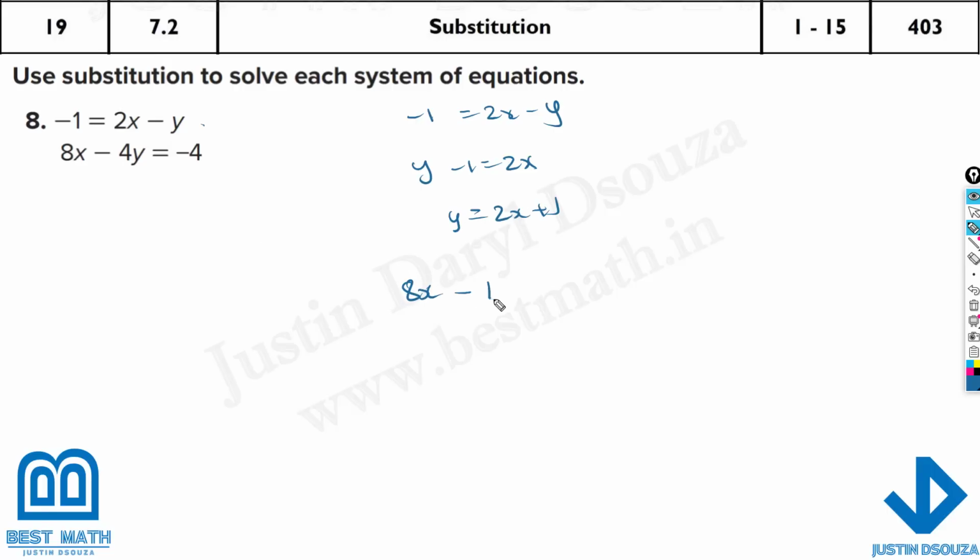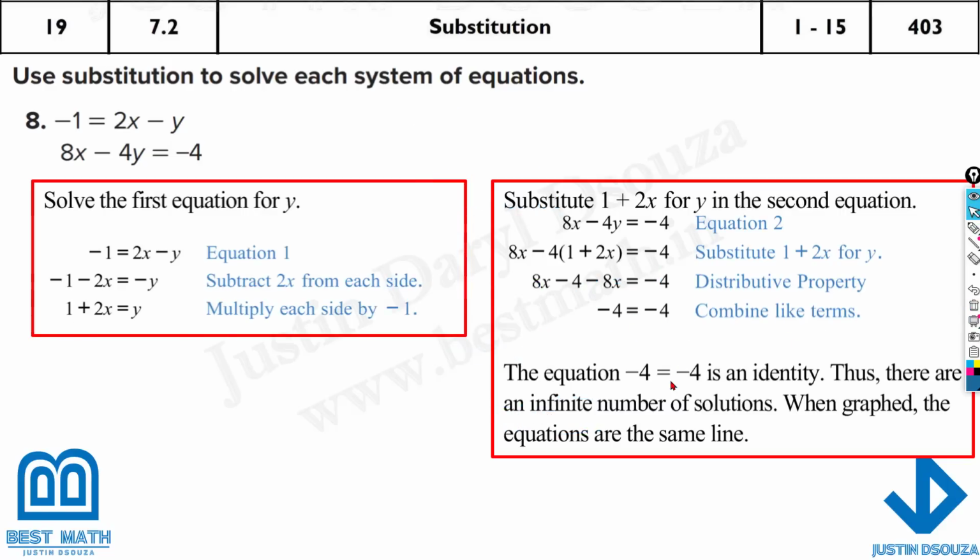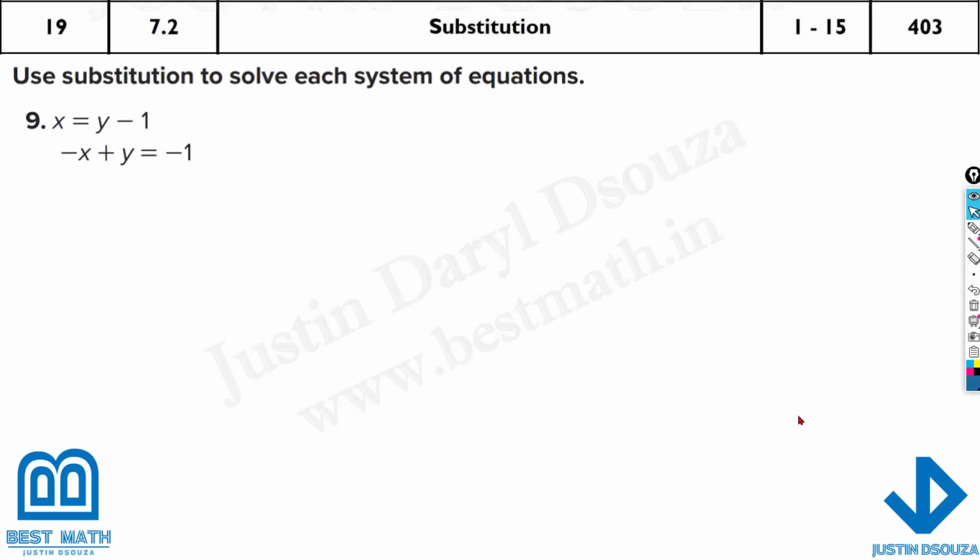It'll be 8x minus 4 times 2x plus 1, that is equal to minus 4. And 8x minus 8x, and minus 4 is equal to minus 4. Now again we got the same thing, minus 4 equals minus 4. This is also an identity. Again, it's the same issue. So identity, you can see it is either minus 4 or minus 4. You can write 0 and 0. So you get both the sides the same number. It's an identity and x is deleted. So there's no way you can solve this further.